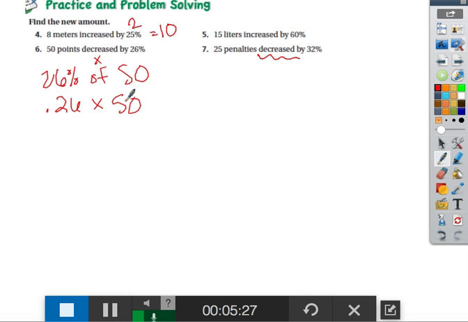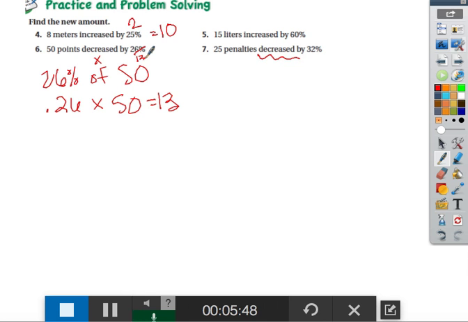Yes, this is our equation. 13. Well, you can do a proportion, but it's more work. The equation is better. So, now that we know what 26% is, you can basically replace it with a number that's usable to us. 50 points decreased by 13.